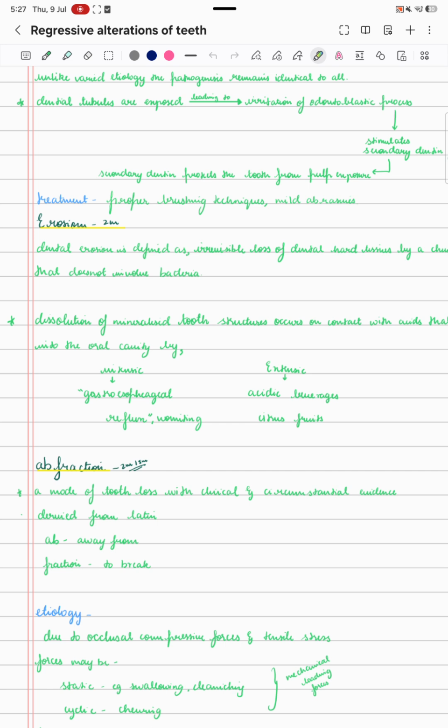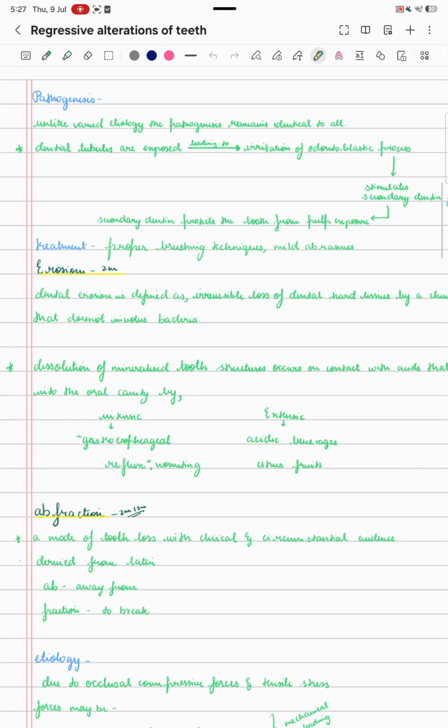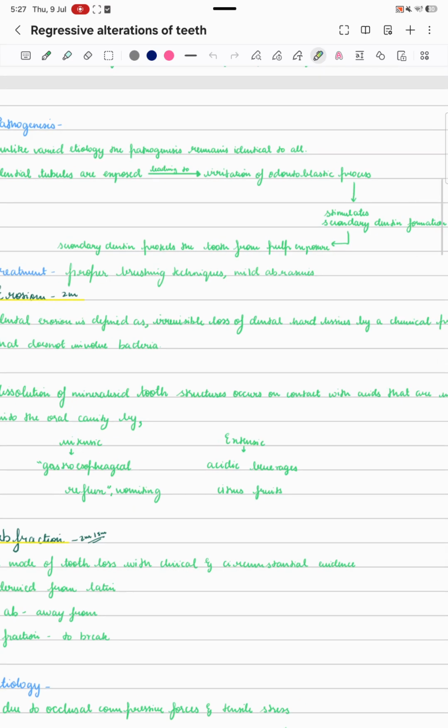Then treatment is proper brushing technique and use of milder abrasives, right? So the pathogenesis is basically when the enamel abrades, there is exposure of dentin. The dentin does not directly accept these stimuli. It causes the formation of secondary dentin. The secondary dentin protects the pulp.